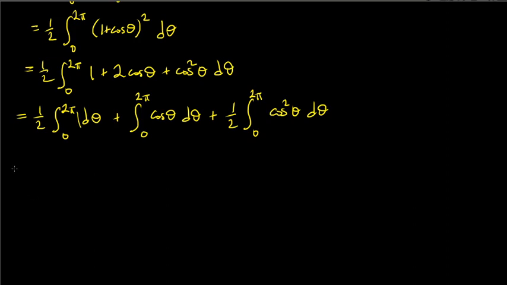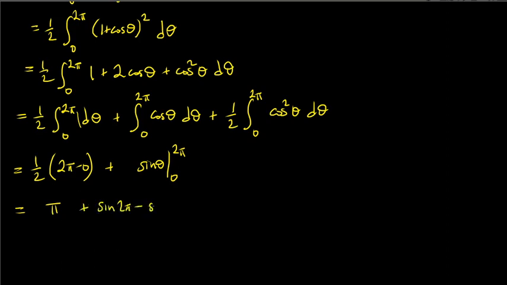Okay, so the first integral should be pretty easy. This is just 1/2 of 2 pi minus 0, right? And when we integrate cosine, we get sine, evaluated between 0 and 2 pi. That's going to give you 0 minus 0 as well, right? Sine of 2 pi is 0, sine of 0 is 0. So here we get 1/2 of 2 pi is just pi, and then we get sine of 2 pi minus the sine of 0, but that's just 0 minus 0, right? So those parts are not difficult.